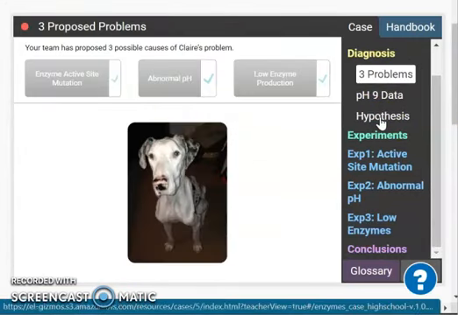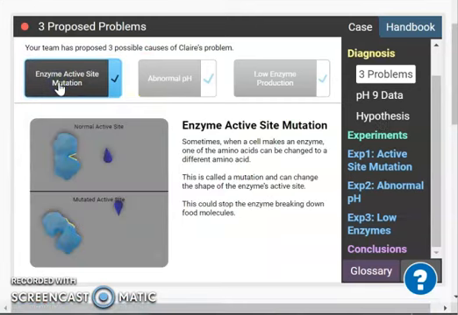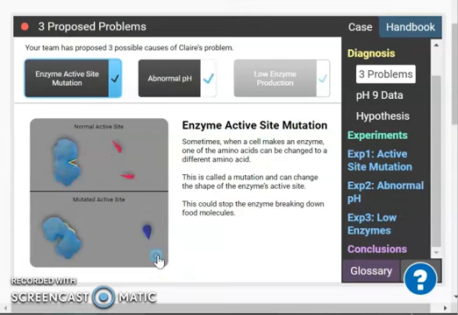There are three possible causes of Claire's problem. Let's look at our first possibility. The first possibility is the enzyme active site mutation. Here is a normal active site, and this is a mutated active site. Sometimes when a cell makes an enzyme, one of the amino acids can be changed to a different amino acid. This is called a mutation, and it can change the shape of an enzyme's active site. This could stop the enzyme from breaking down food molecules.